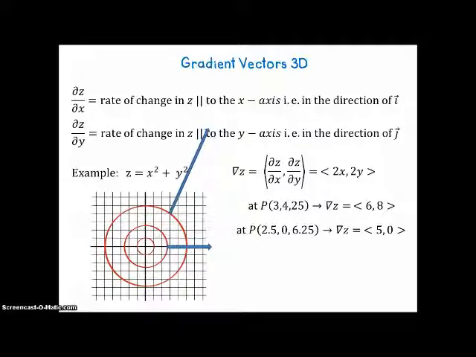Now you may notice something that we're not going to prove, the proof is in the book, that the gradient vector is perpendicular to the level curves. In other words, if we drew a tangent line at those points, then the gradient vector is perpendicular to those tangent lines, and therefore we call it perpendicular to the curve.